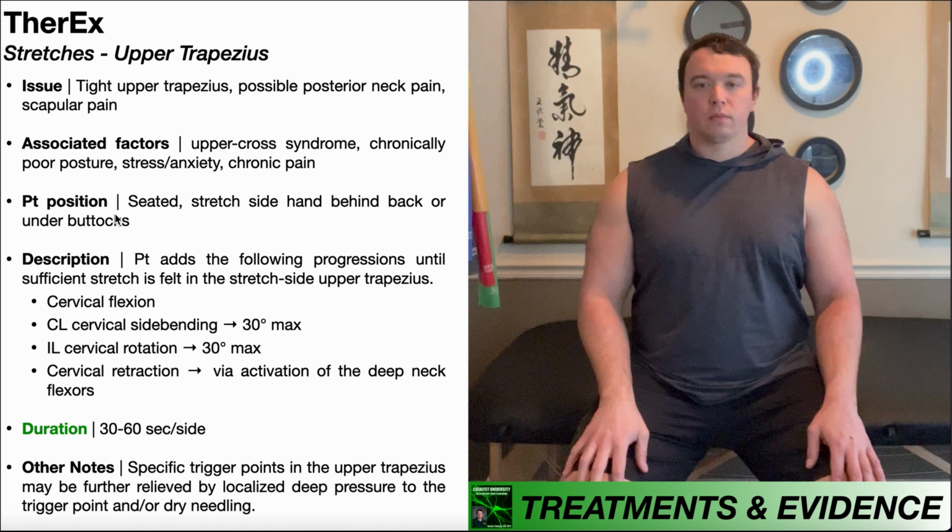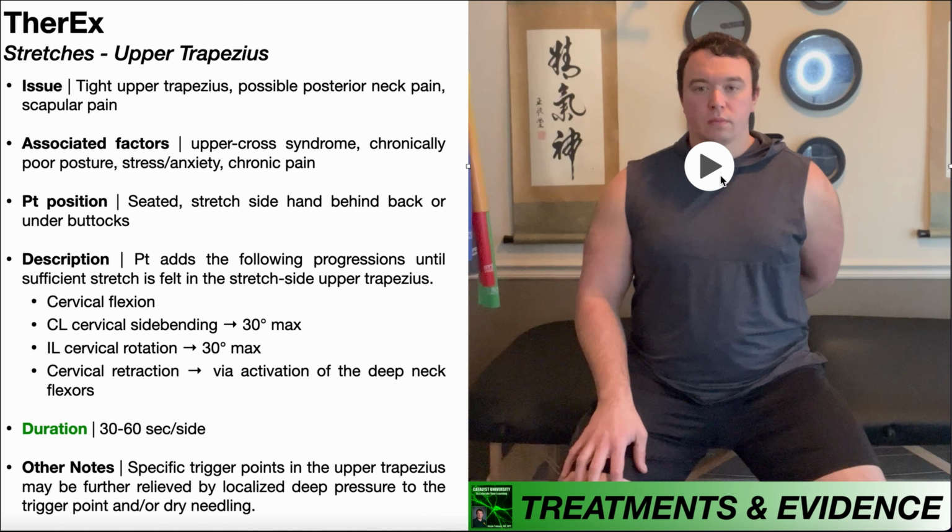To stretch the upper trapezius muscle, the patient will be seated with the stretched side hand behind their back, as you see here. Alternatively, they can also sit on their hand with the palm facing up. Either of those maneuvers is going to depress the scapula and help to give a further stretch to the upper trapezius. Also, because my left upper extremity is behind my back, I'll be stretching my left upper trapezius. So from this position, the patient can add the following progression of movements until a sufficient stretch is felt in the upper trapezius on that side.